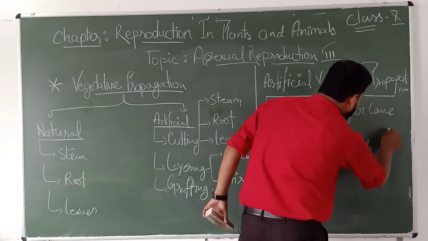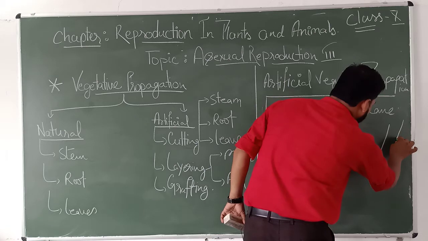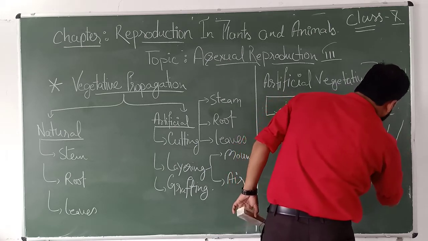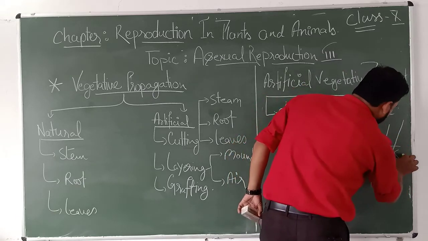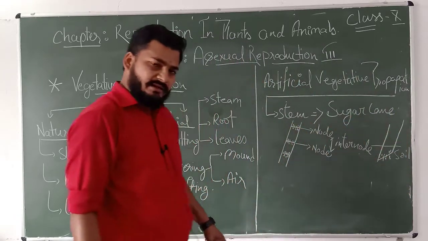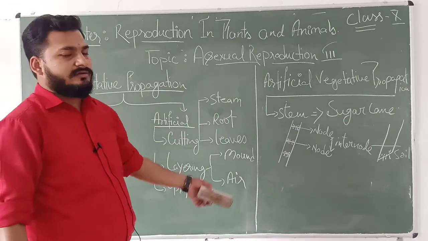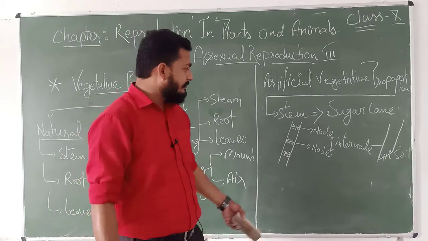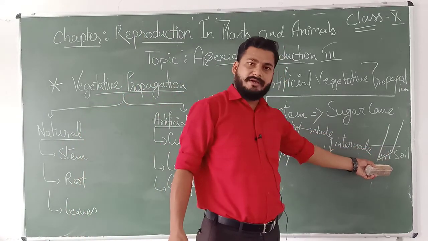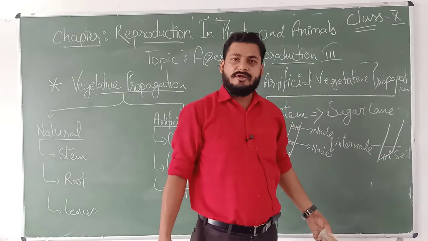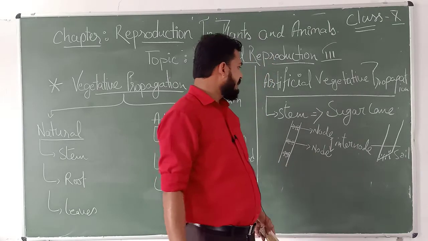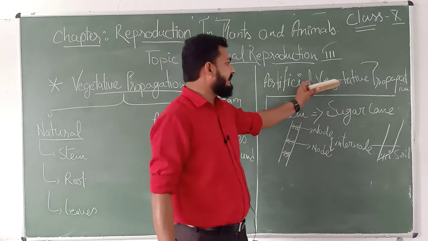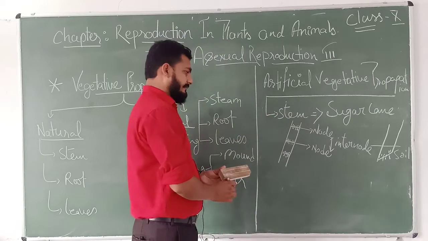It will look like this: this will be the node, this would be the internode, and this would be sown in the soil and irrigated well. After some time the sugar cane piece will start to generate roots and hence develop into a complete plant. This would be known as artificial vegetative propagation by stem.